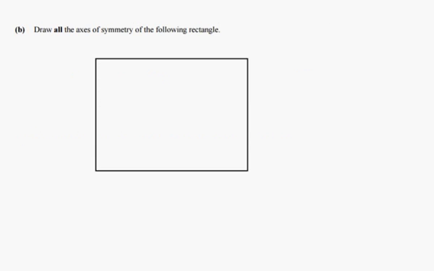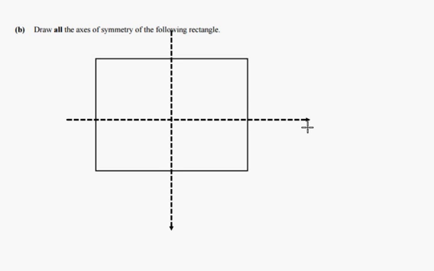Draw all the axes of symmetry of the following rectangle. How do you do that? Axis of symmetry. Down the side, 1, 2. Across, 2? No, only for a square, not for a rectangle. It won't fold perfectly on top of each other. So there's only 2. Is that okay?